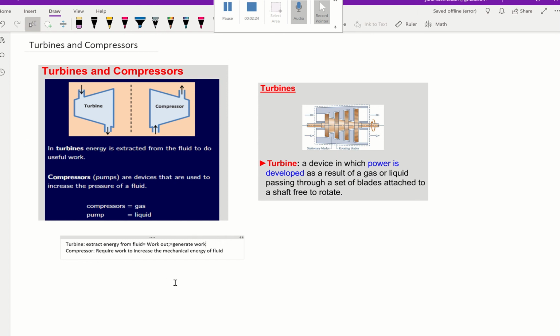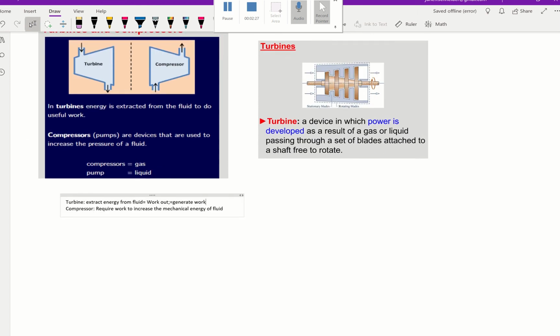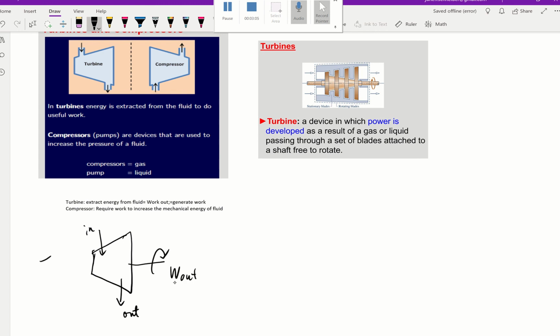So when we draw our turbine, we often draw it going from a small end to a bigger end, because the fluid is being expanded. When you extract work, the volume expands. So this is going to be the inlet, where the fluid comes in. Then it expands at this bigger end, which is the outlet. In order to do that, it generates work, so it's work out. So that's our turbine.